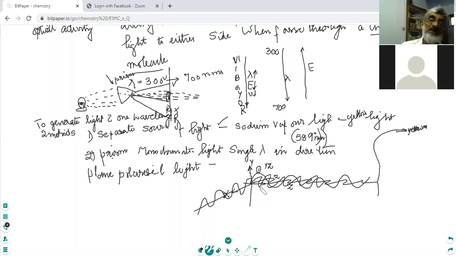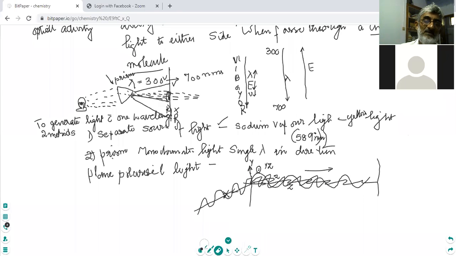So this is a monochromatic light. In all possible directions, in all possible planes, but only one wavelength. That is monochromatic light. So just think of waves moving along this direction. You have 1, 2, 3 waves here. Now what you have to do? You have to convert this into plane polarized light. That means you block all the waves except one which is going in a particular plane.